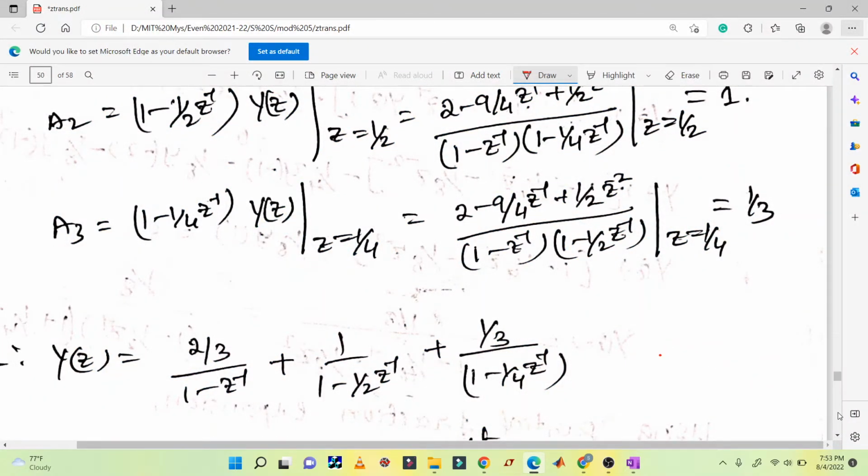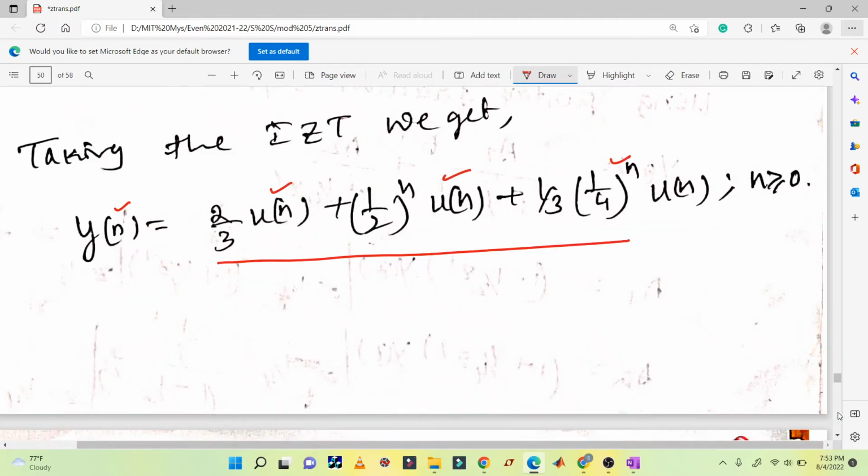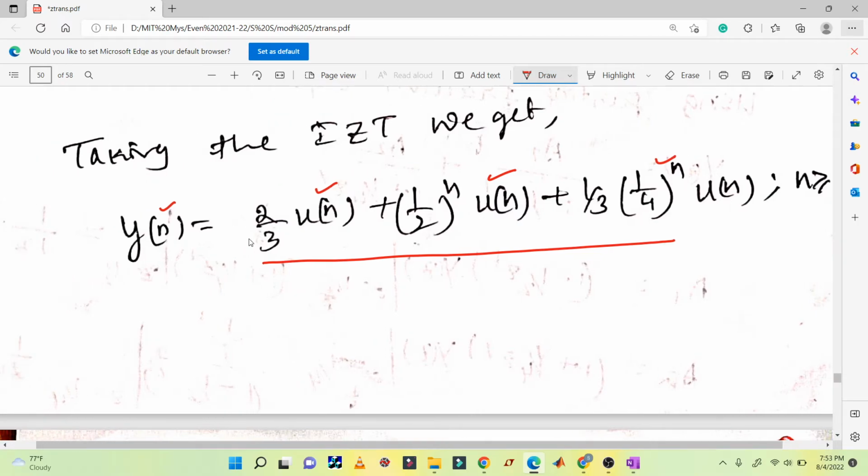so now let us go through the next problem. Briefly I will let you know what that problem is. You can clearly see here 2 by 3 into u of n, that is 1 to the power n we have not used here, but if you use it also you will get the same answer. This is 1 by 2 to the power n, 1 by 4 to the power n. N is greater than 0, so no need to mention it because u of n is already there. So this is the first problem.